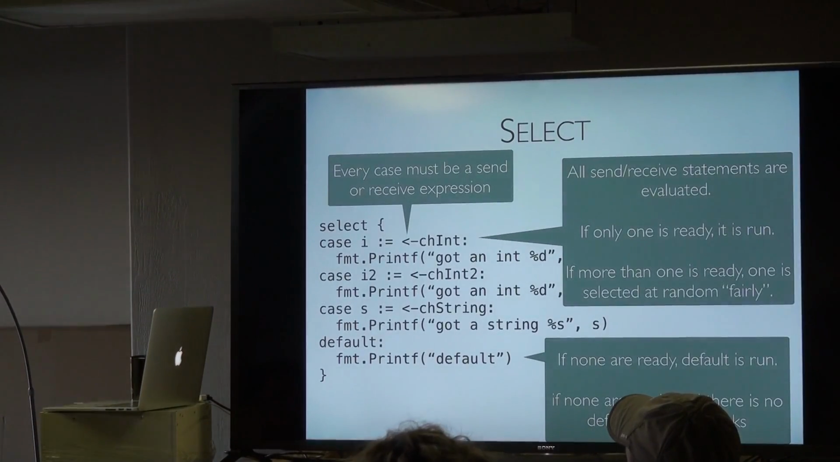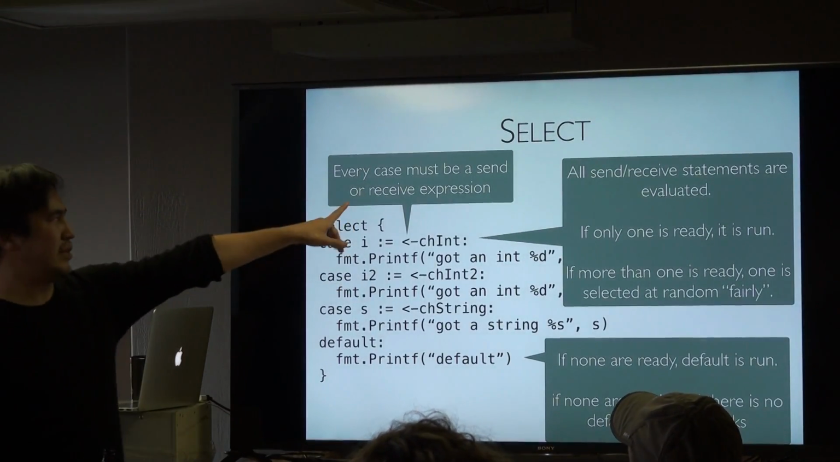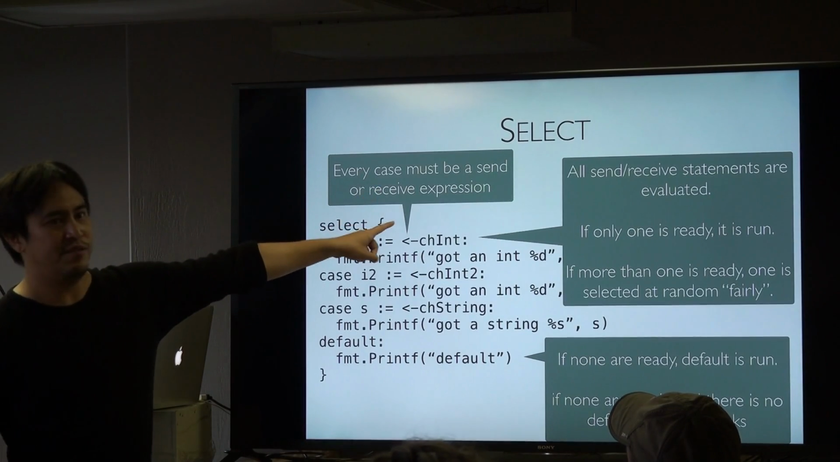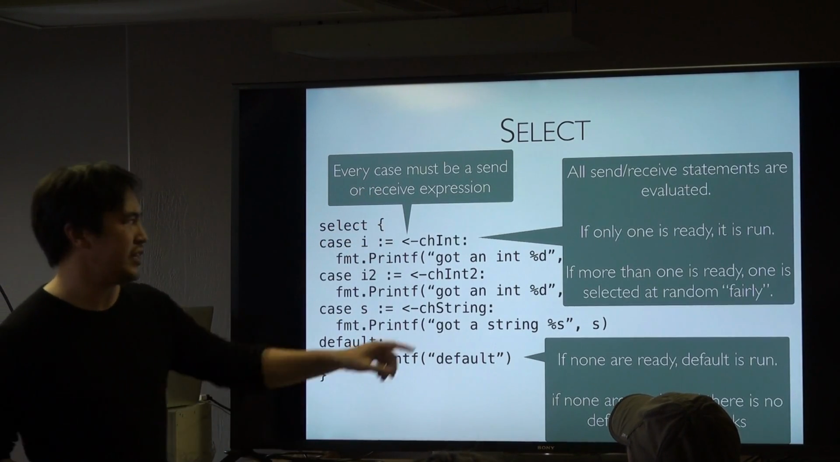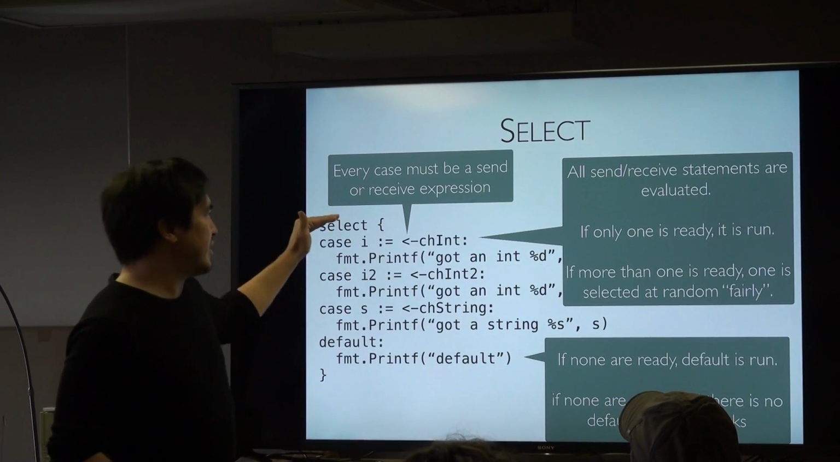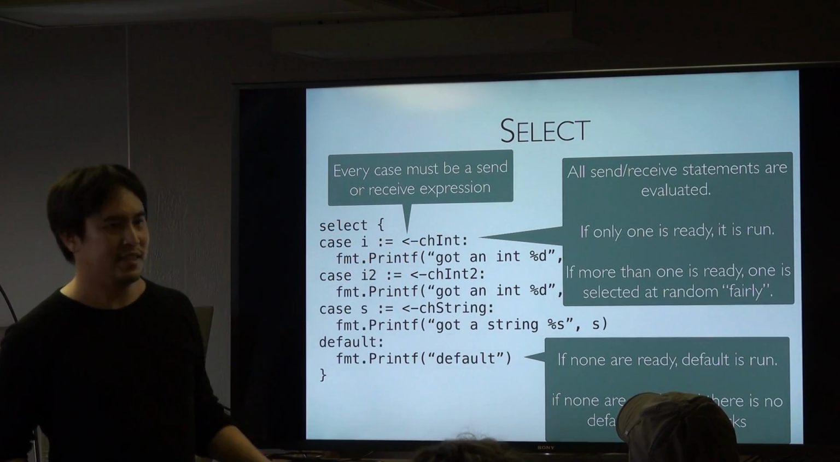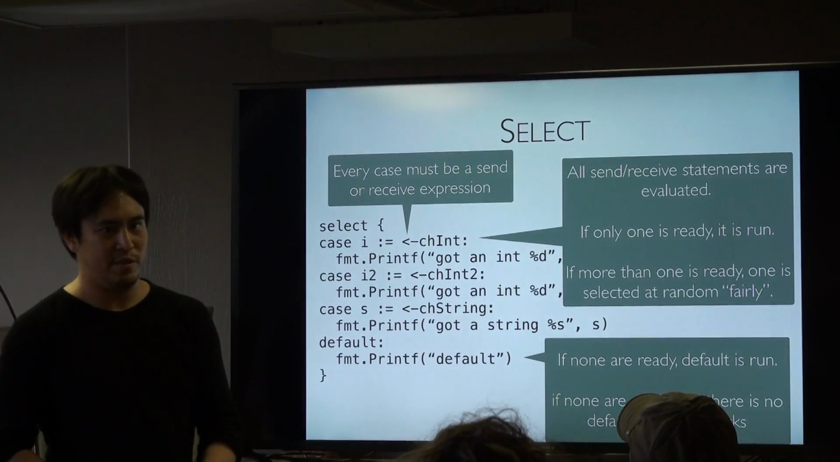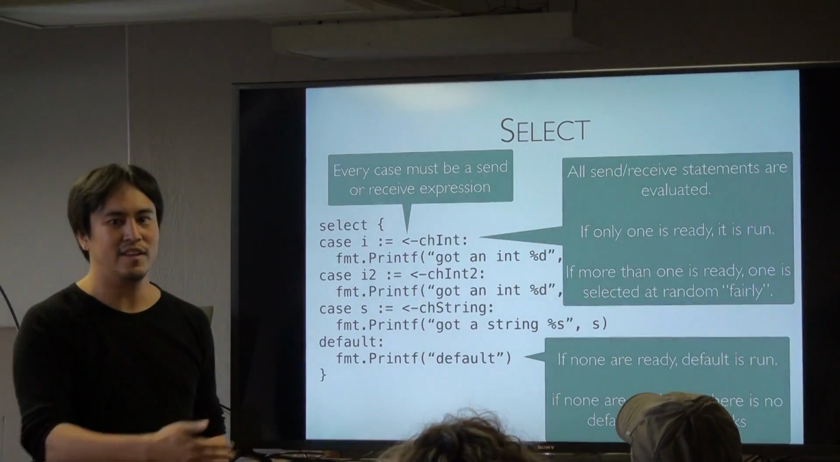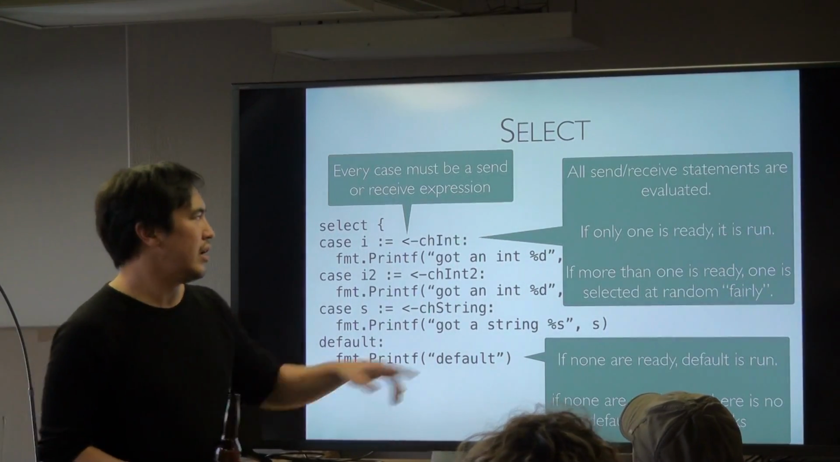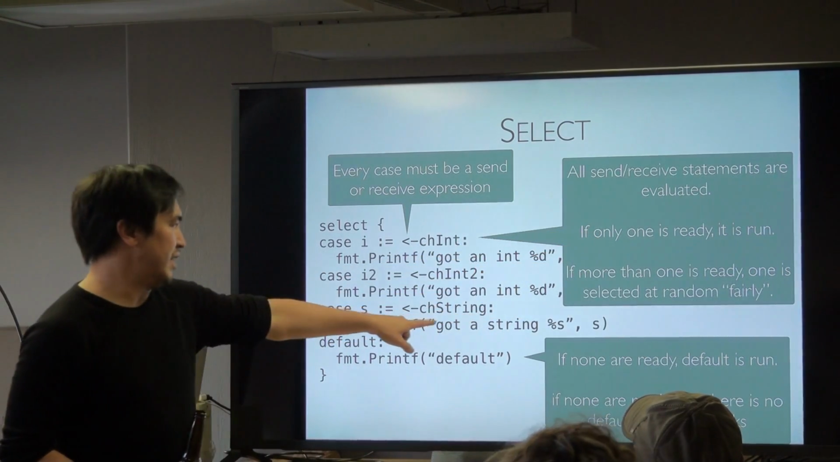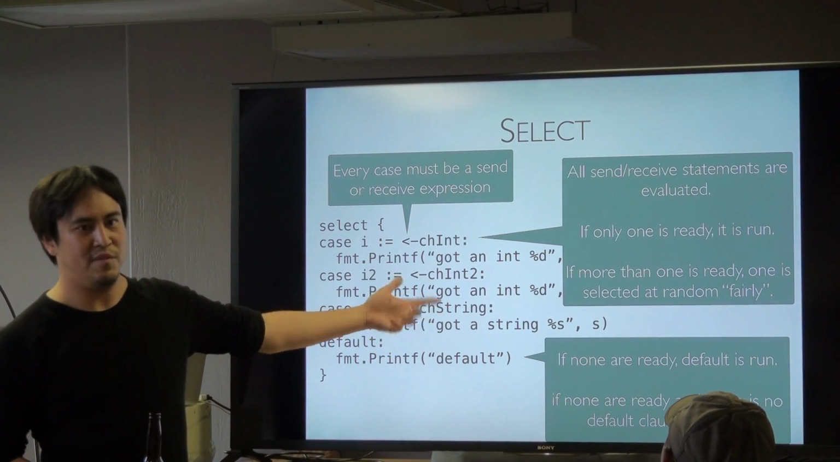And the actual rules are fairly simple. Like we talked about, every case statement must be a send or receive, and they're mostly always receives. When you hit the select statement, it evaluates all the cases. All the send and receive statements are evaluated, so it's got to check all of them to see which ones are ready. If only one is ready, then it'll give you that one. That's the obvious trivial case.